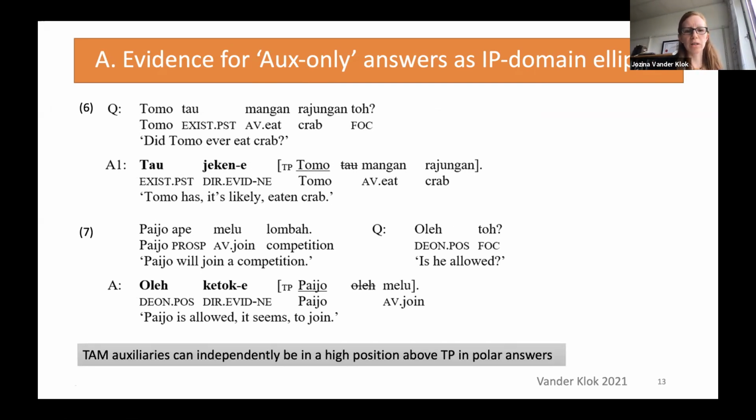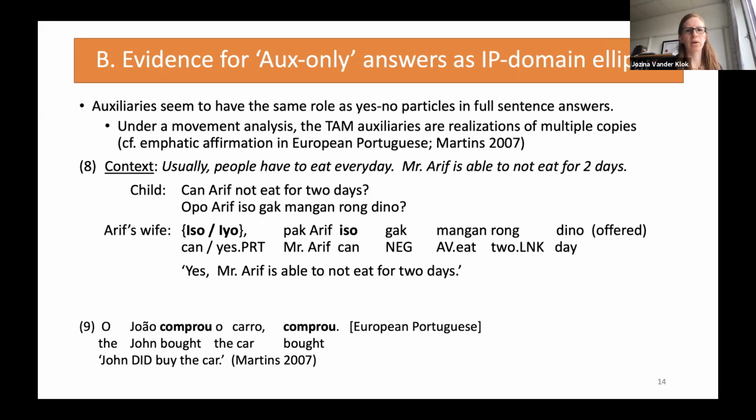Okay, so the upshot of these data is that TAM auxiliaries can independently be in a high position above TP and polar answers. Okay, a second piece of evidence for a higher position of auxiliaries is that auxiliaries seem to have the same role as yes/no particles in full sentence answers if you have an emphatic type answer. So under a movement analysis, these TAM auxiliaries can be considered as realizations of multiple copies.